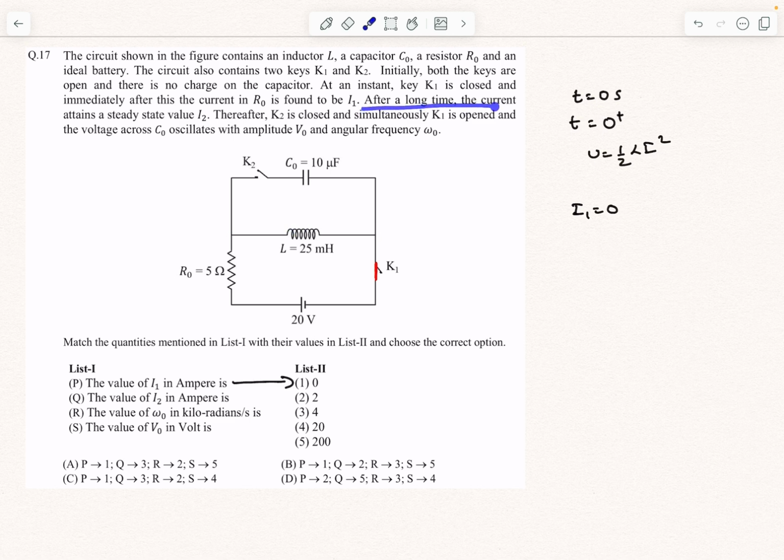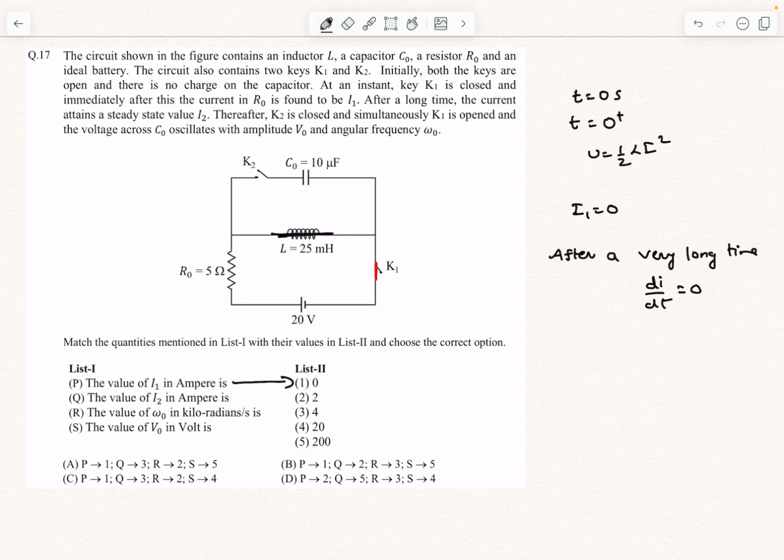After a long time, the current attains a steady state value of I2. Okay guys, after a very long time, what they mean is that the current achieves its steady state value, which means di by dt is 0. The potential drop across the inductor is L di by dt, right? So if di by dt is 0, the potential drop across the inductor is 0, which means we can treat it like a short circuit.